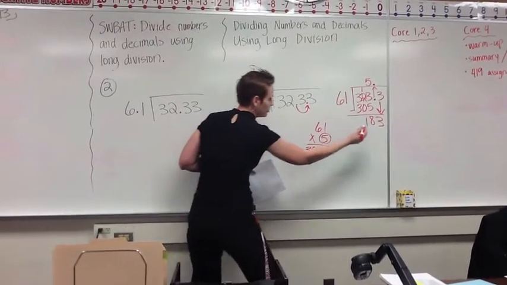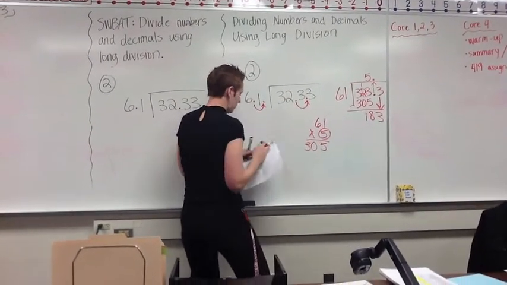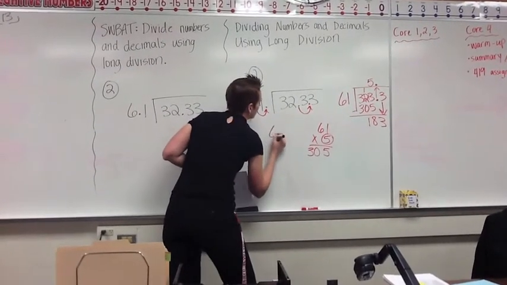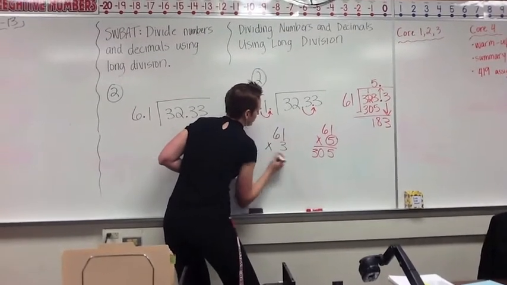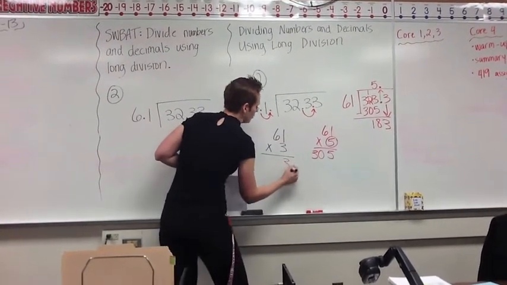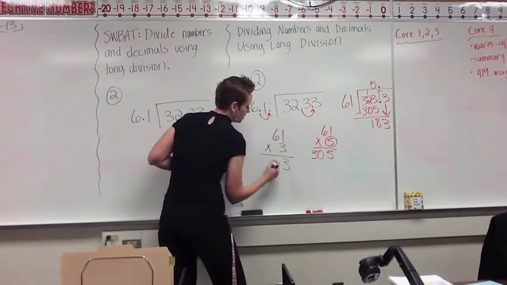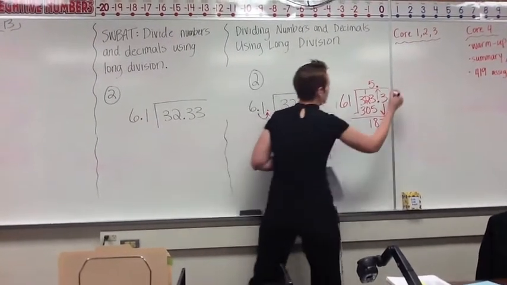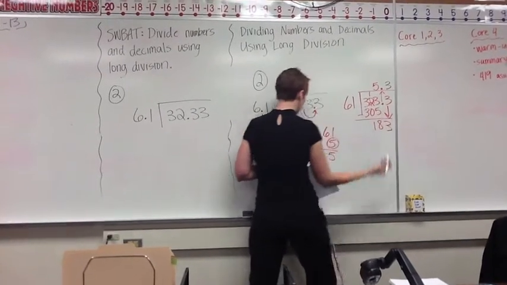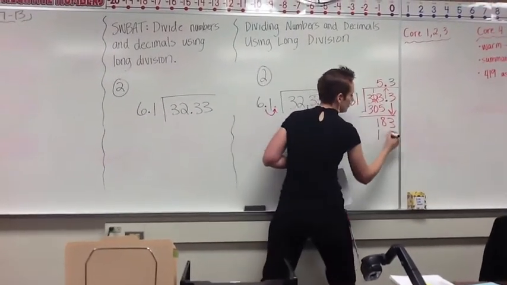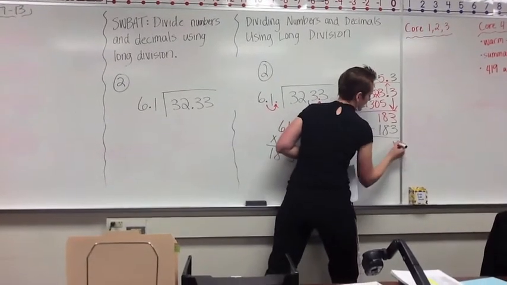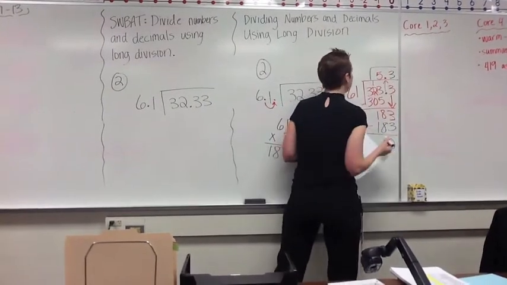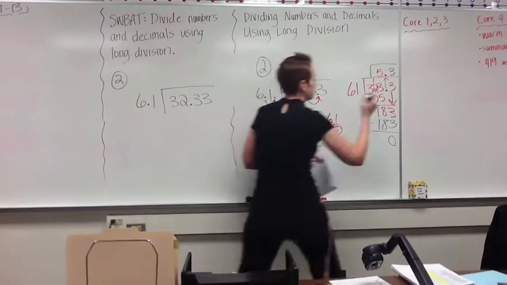So go on off to the side of your paper, switch colors. 61 times 3. 3 times 1 is 3, 3 times 6 is 18. So yeah, that's going to work out just fine. So 3 times 61, is that 183? Subtract, no remainder, you're good to go. So this is our answer here.